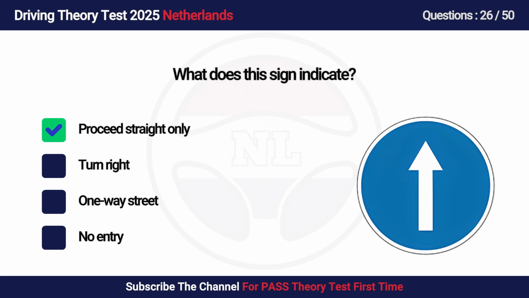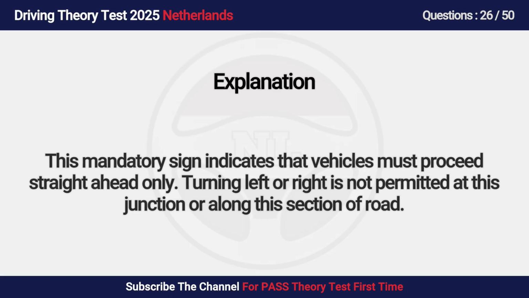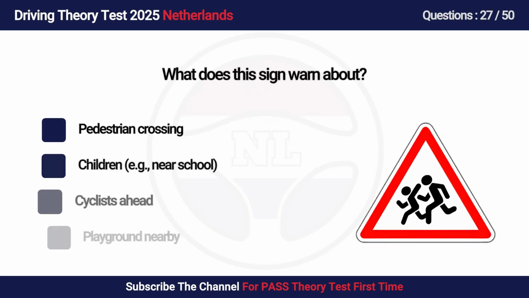Answer is A. Proceed straight only. This mandatory sign indicates that vehicles must proceed straight ahead only. Turning left or right is not permitted at this junction or along this section of road. Question 27. What does this sign warn about?